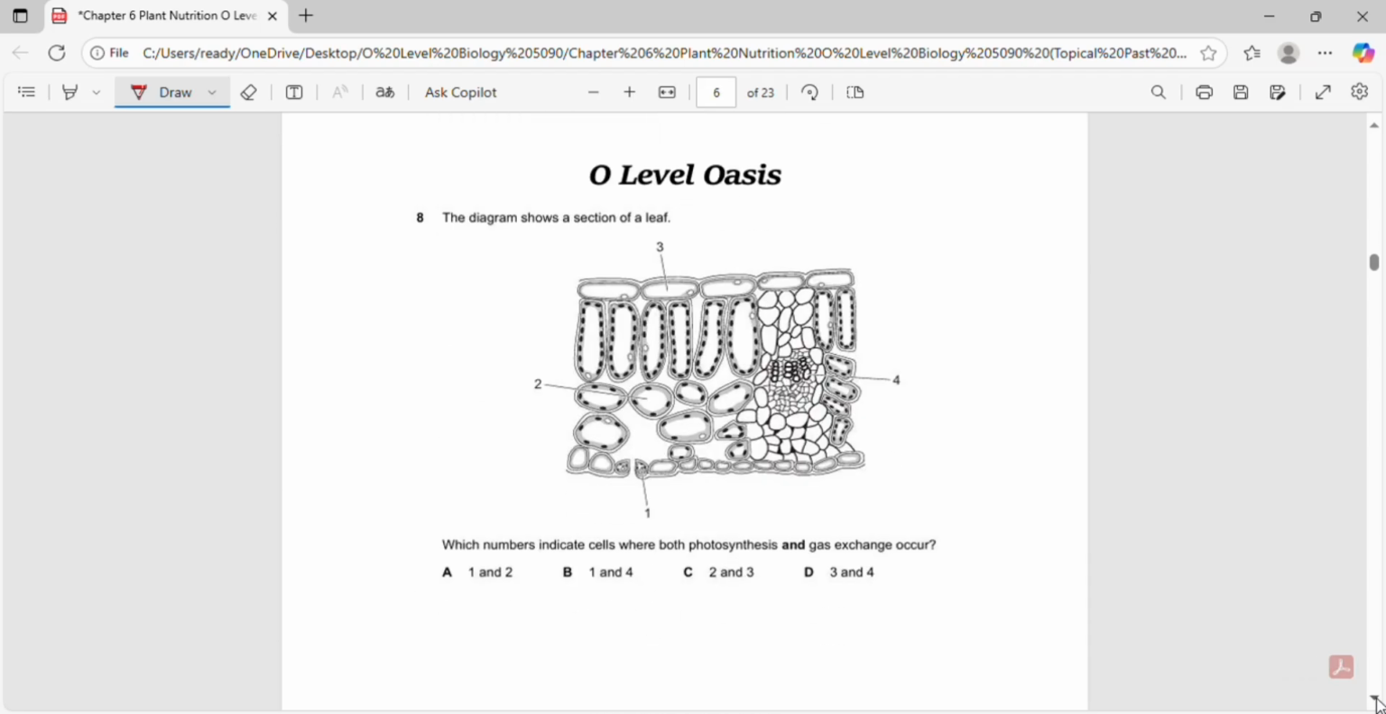And here's another MCQ. The diagram here shows a cross-section of a leaf, but this time the labels are a bit different, so it's important we go over each part carefully. Now, the question is asking us to identify the parts where both photosynthesis and gaseous exchange happen. So let's break that down.